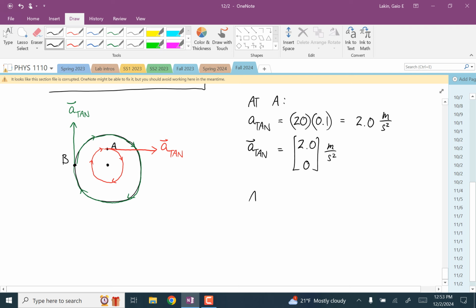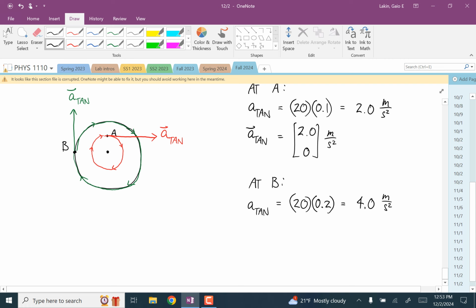And then at B, the tangential acceleration is 20 again, but this time the distance from the hinge to the point is 0.2. So we get a magnitude of 4.0. And so the tangential acceleration vector, this time from the picture, you can see that's in the positive y direction. So the tangential acceleration is (0, 4.0).